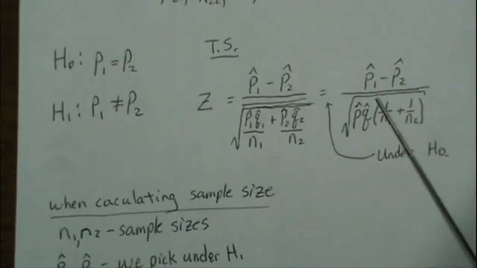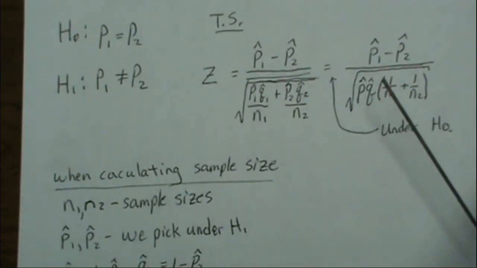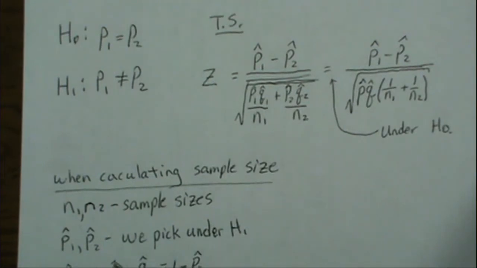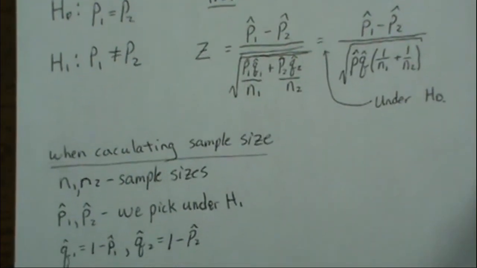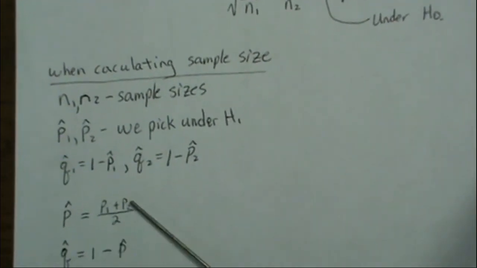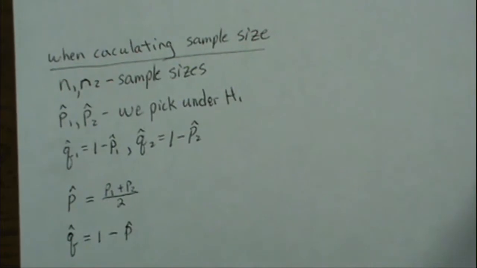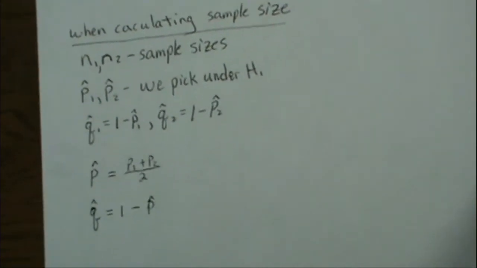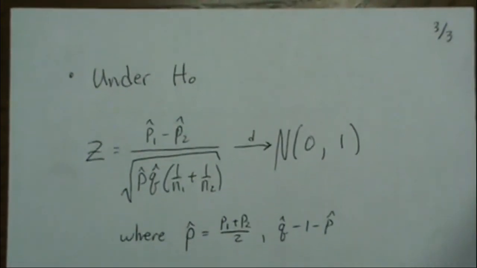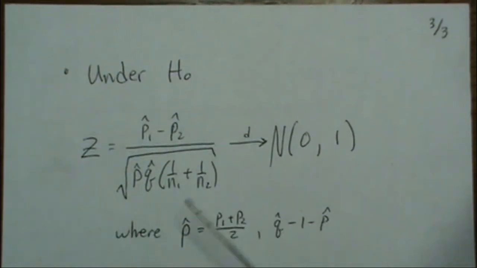So when calculating sample size, here's our N1 and N2, and for our estimates of the population proportions, when calculating sample size and power, we pick values of interest P1 and P2, and under the null that they're the same, we average the two that we pick to find a common estimate. This is the approach that a lot of people take, and it's the approach that R takes. Under the null, this distribution is a normal 0-1 random variable.